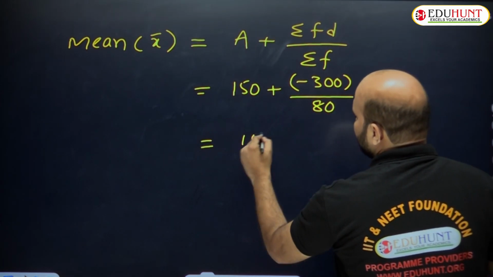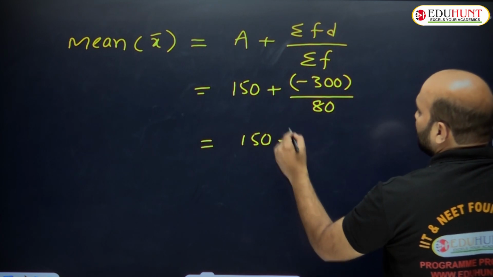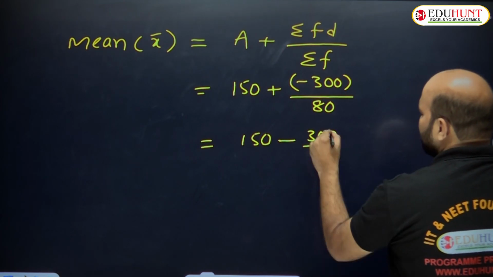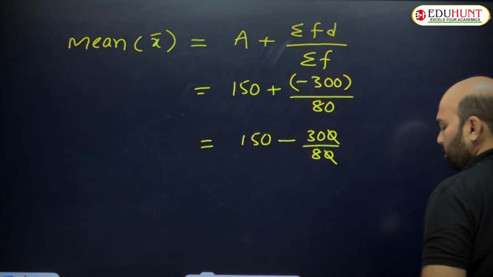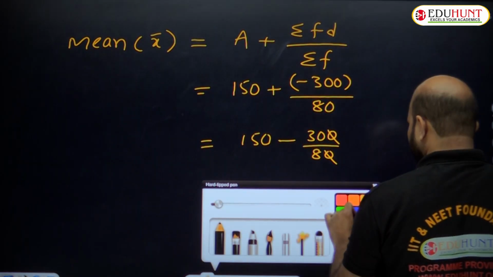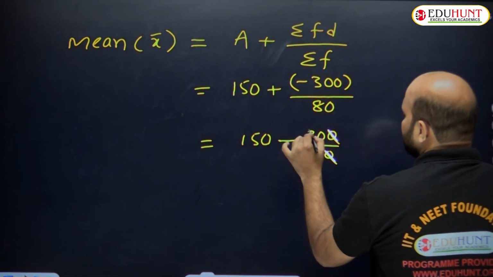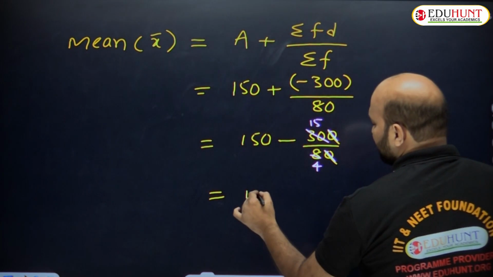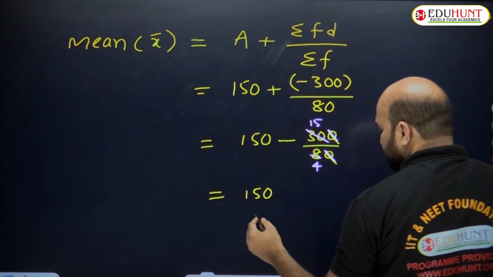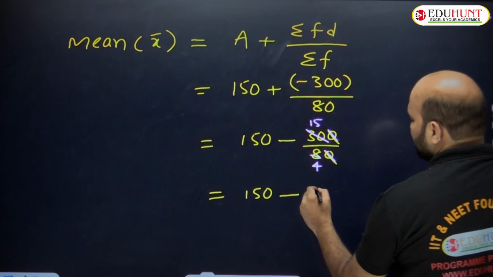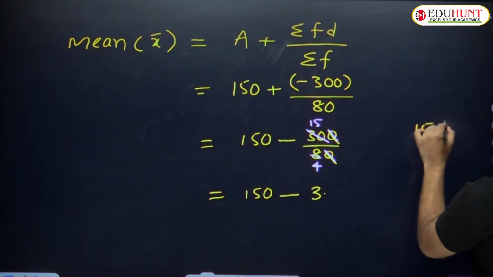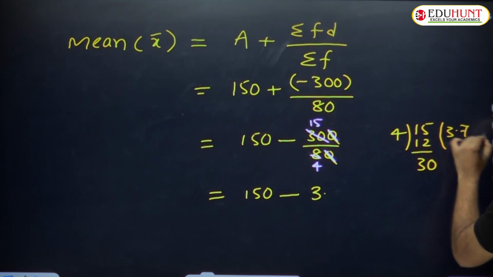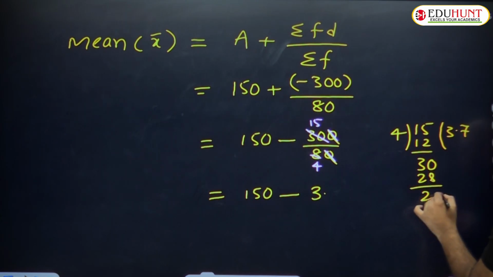So it can be written as 150 plus minus into plus, minus 300 by 80. The zeros cancel, and 2 zeros cancel. 2 fifteens, 2 fours. So it can be written as 150 minus 15 by 4. 4 threes are 12, remainder 3, point taken 0, 7 fours are 28, remainder 2, 0, 5 fours.